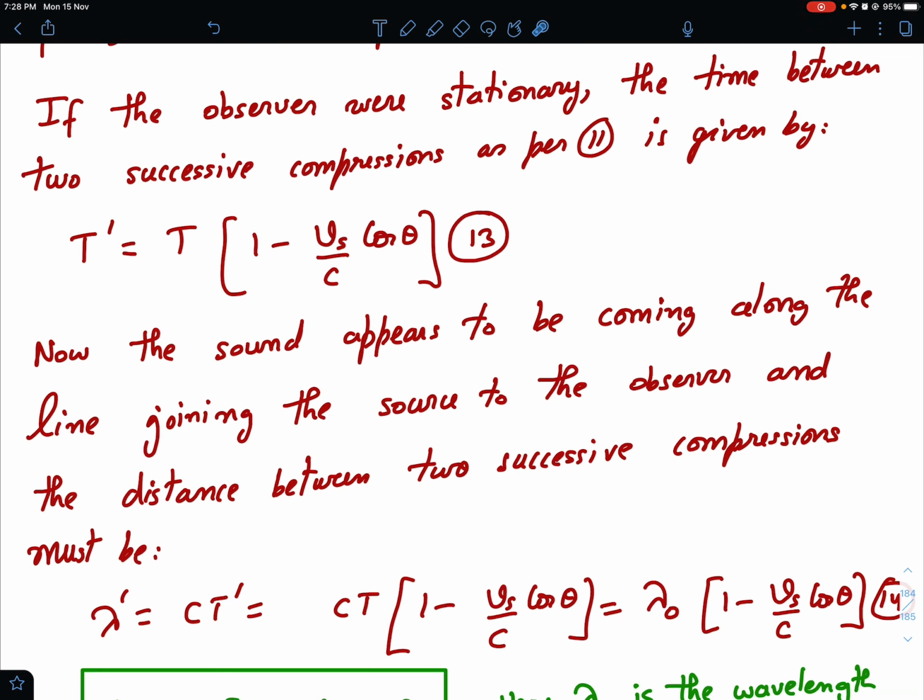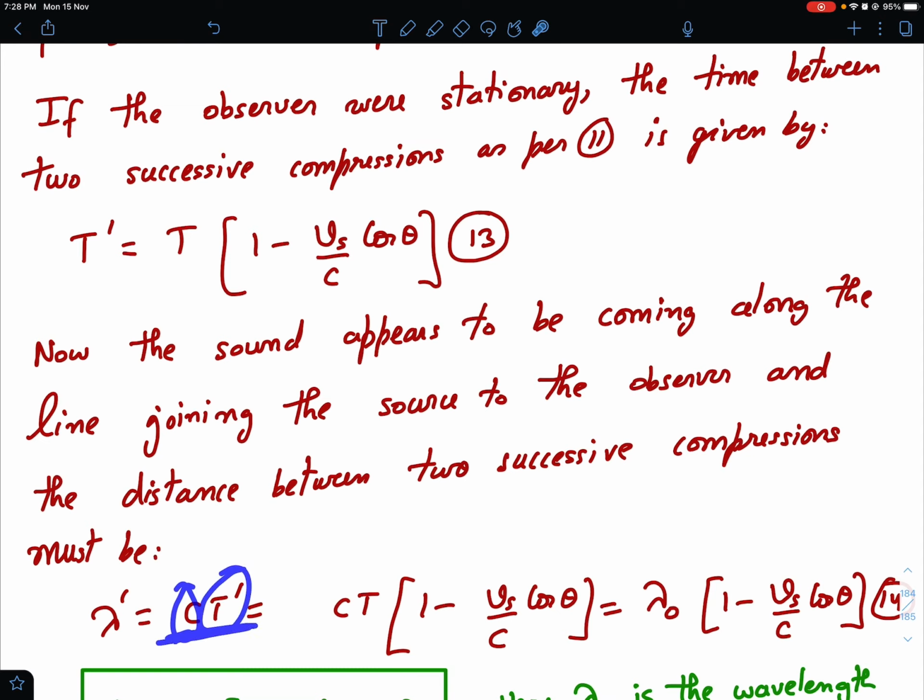Now the sound appears to be coming along the line joining the source to the observer. If the observer is sufficiently far away, we can ignore the nearby effects. So then the sound will be appearing to move along the line joining the source and the observer if we are sufficiently far away, okay? And the distance between the two successive compressions will be what now?